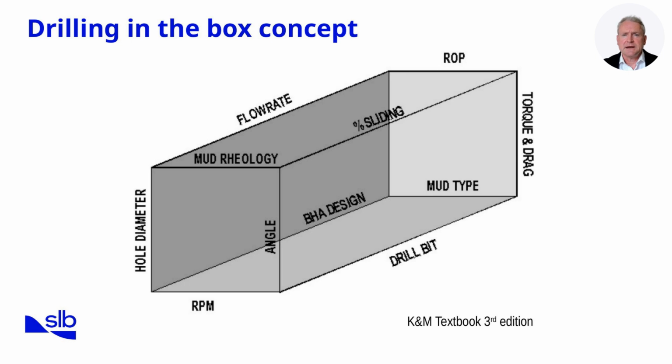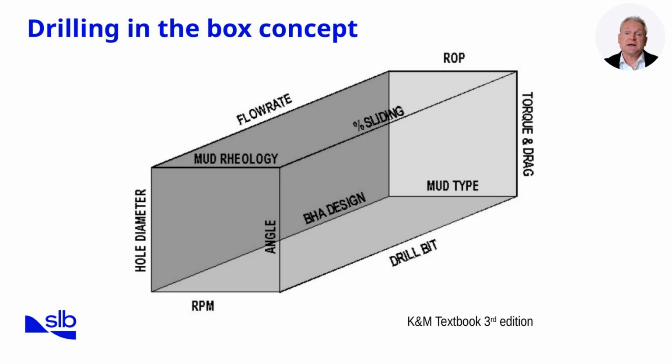We start with the mechanical parameters. On the bottom plane, we see RPM, hole diameter, angle, and drill bit selection. These directly influence torque and drag, as well as how the bottom hole assembly behaves. Increasing RPM improves rate of penetration, but can also introduce vibrations, while hole angle and bit type affect steerability and cuttings transport.